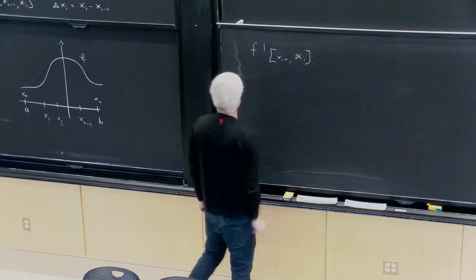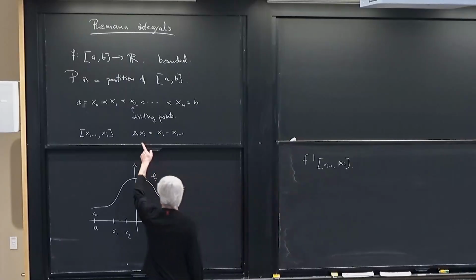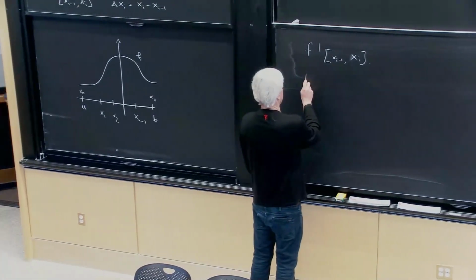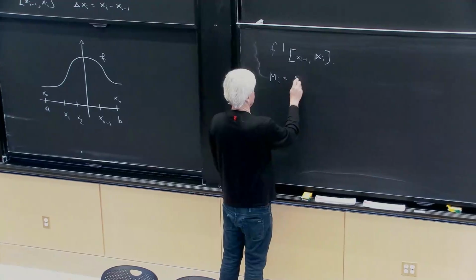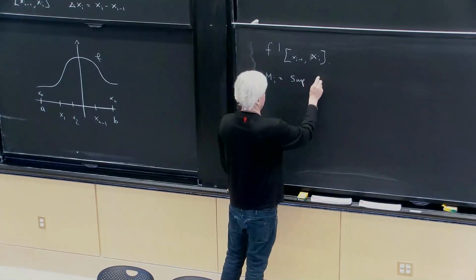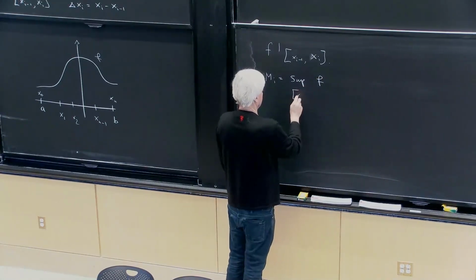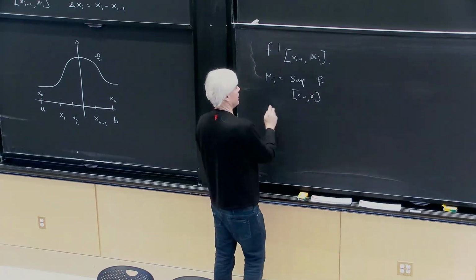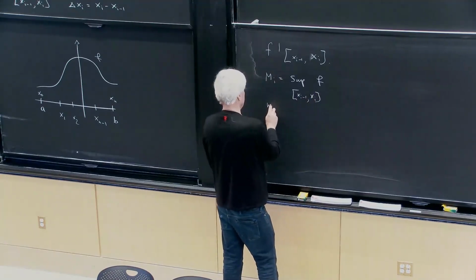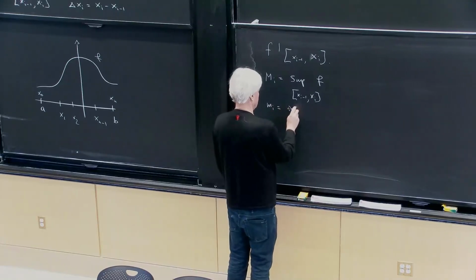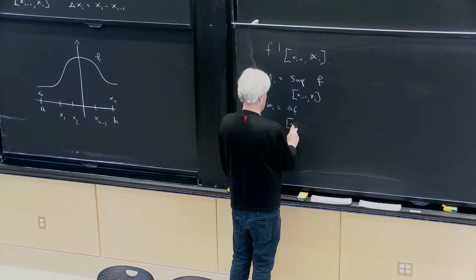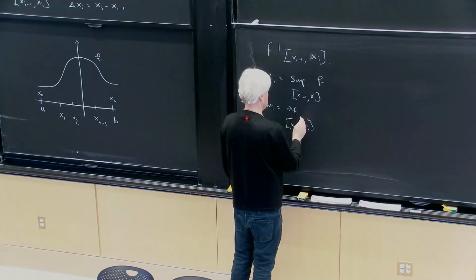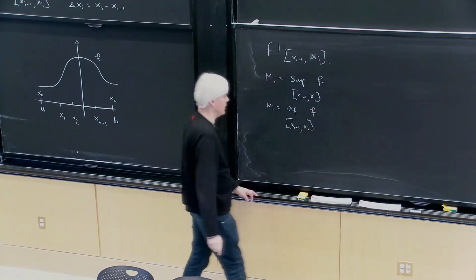And remember the function is bounded, and so we're looking at it on one of these subintervals, and we defined capital M_i to be the sup of f over this subinterval. And likewise, we defined little m_i to be the inf. This makes sense, a finite number, because the function is bounded.